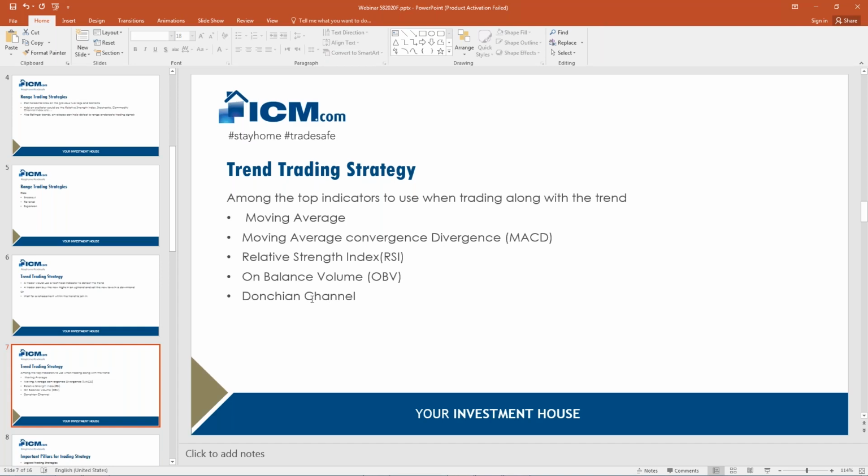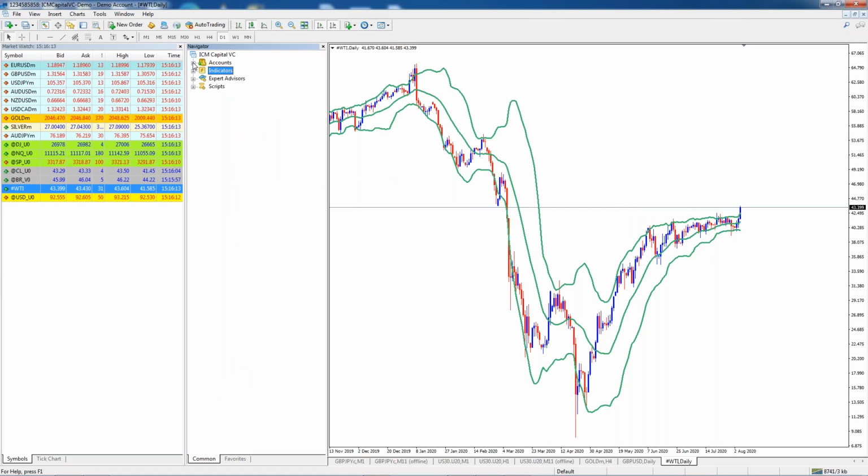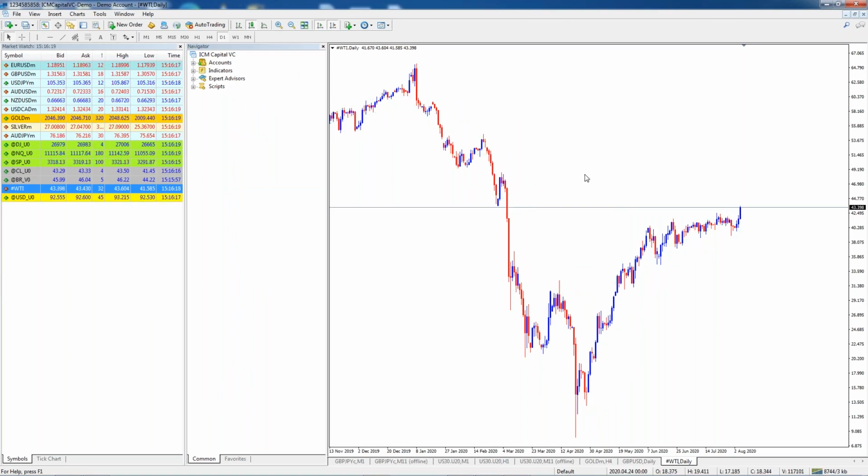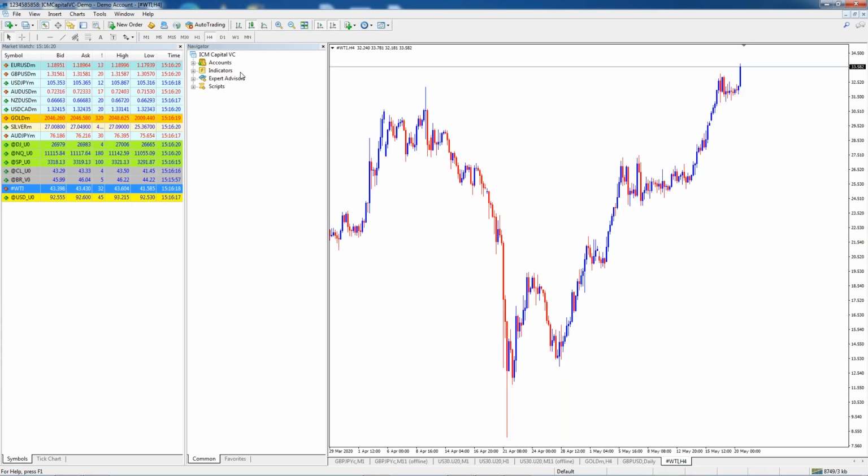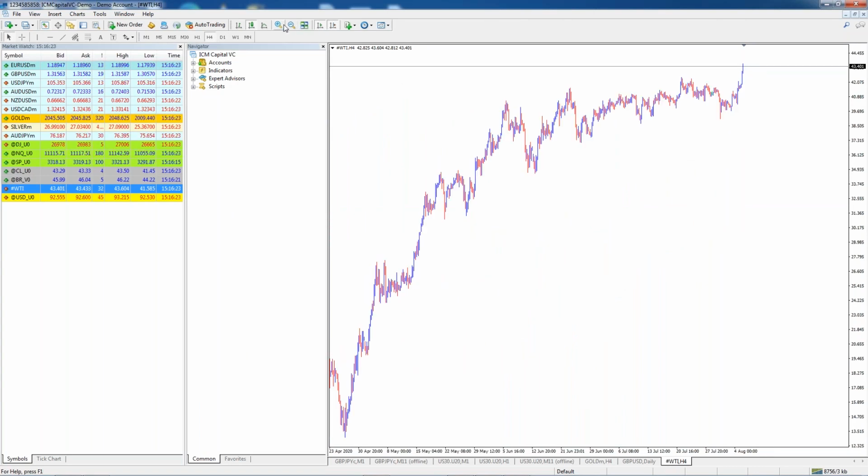And we have the Donchian channel, which would highlight the recent highs and the recent lows within a certain period chosen. So these are the key indicators used in trend trading strategies. Now we're going to move to the MetaTrader 4 platform in order to talk about some of the easy strategies to use. So let's go for the H4 chart.